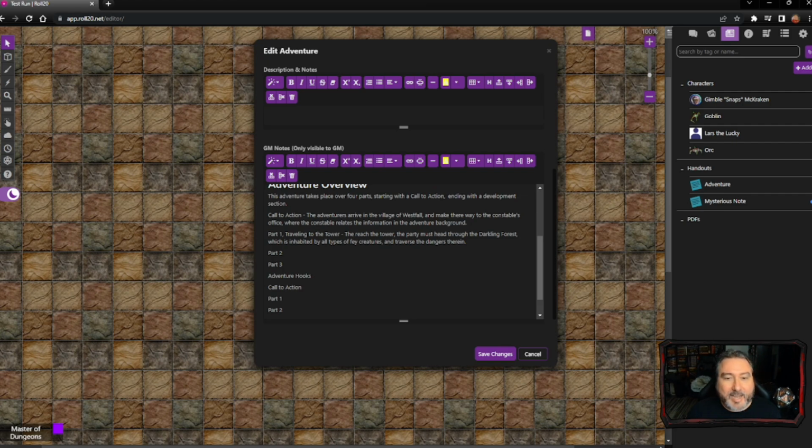The only thing I had when I was thinking about this tonight was I had a wizard named Lore, and I had a village called Westfall in my head. So we're just making this up as we go.